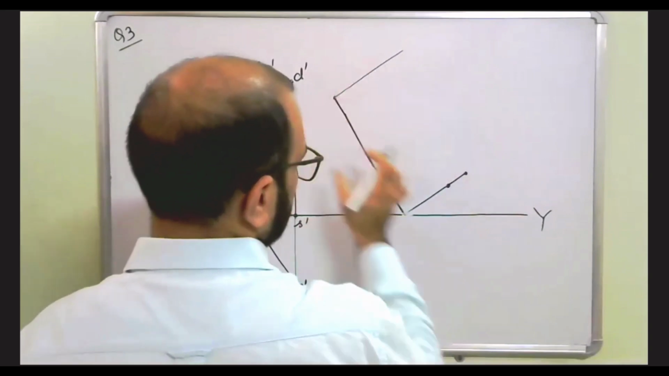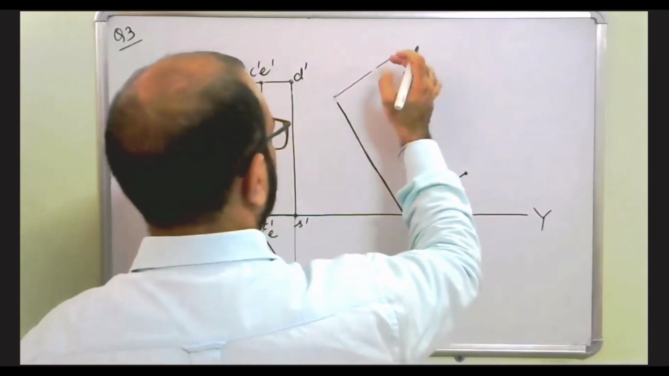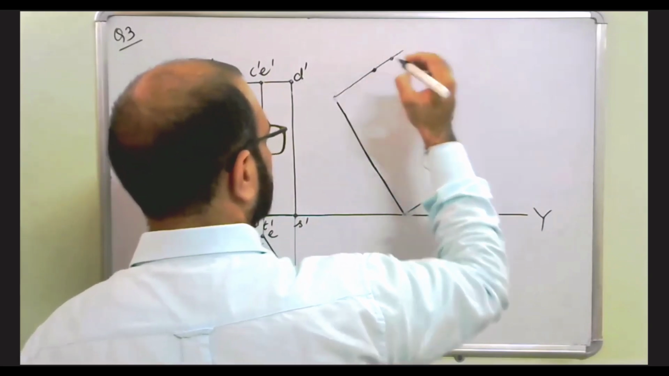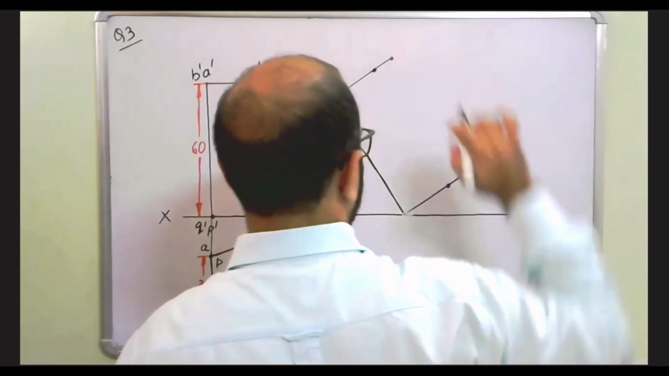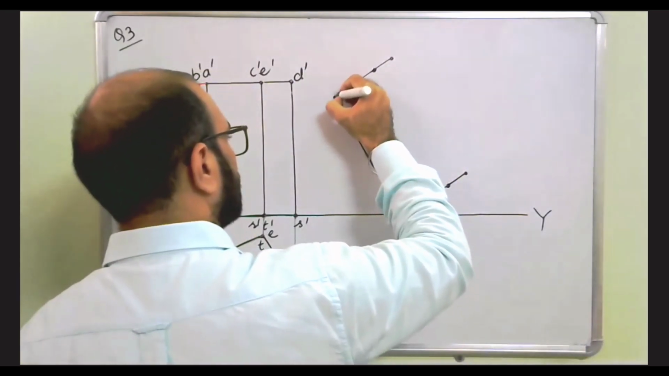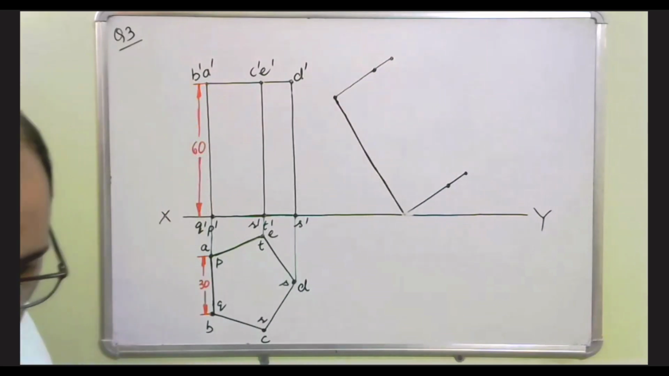Similarly, mark an arc over here and mark an arc over here. So this is the second point. This is the first point. So now you can join the corresponding points. Just join the corresponding points.